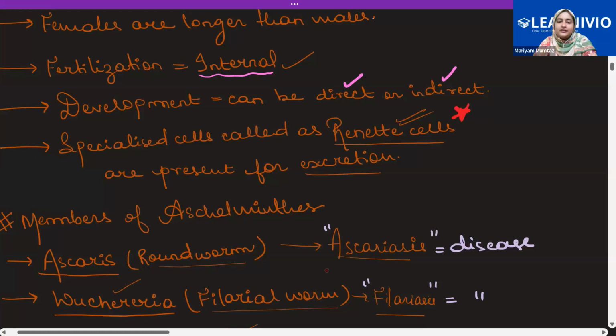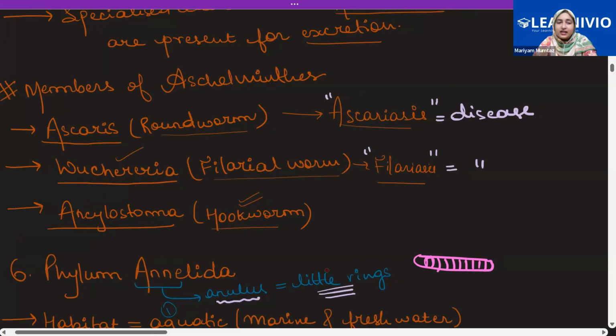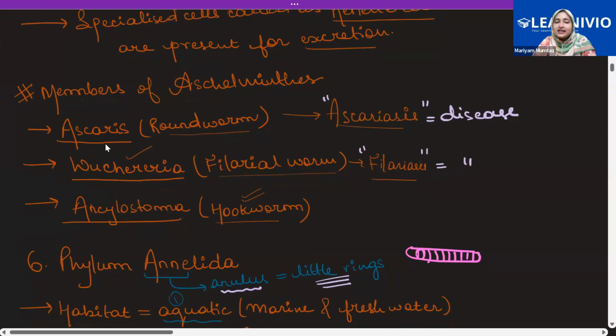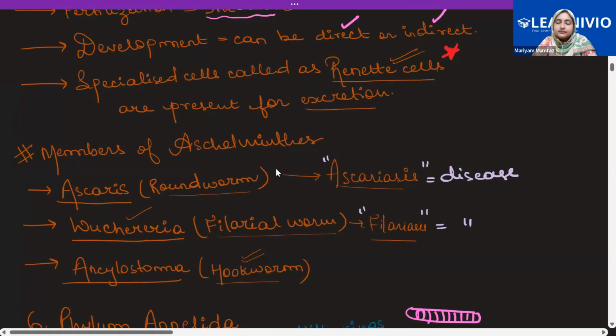No, ma'am. Now talking about the members of Aschelminthes. So the first one is Ascaris. It is known as the common roundworm, and it causes a disease called ascariasis. Then there is Wuchereria. Wuchereria is called the filarial worm, and it causes the disease filariasis. These two will be parasitic, right? And then there is Ancylostoma. This is called the hookworm. Even this is parasitic. Clear? Yes, ma'am. So these are the members of Aschelminthes. Any doubts up until now?